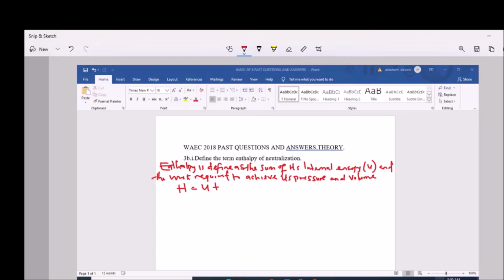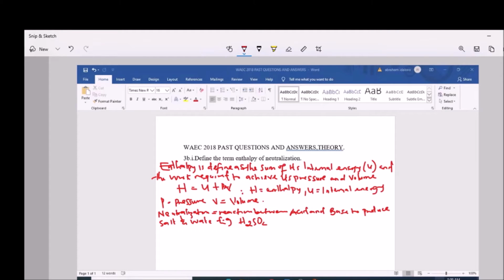So example of this is when we react H2SO4, that is sulfuric acid, with sodium hydroxide as a base. Then we have Na2SO4, sodium sulfate, plus 2 moles of water. Then we should know that this equation is not balanced. Then we add 2 here to balance the equation.